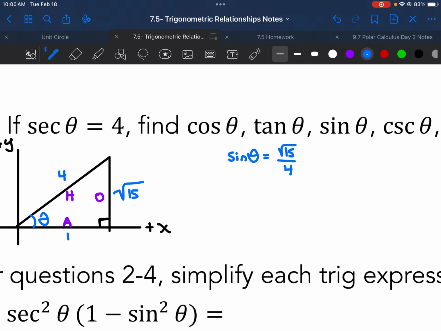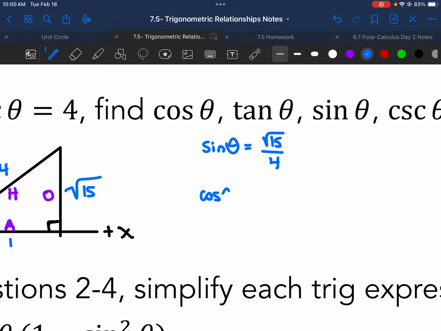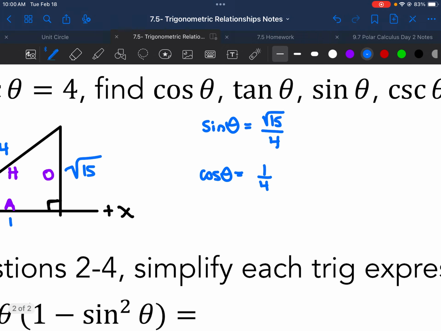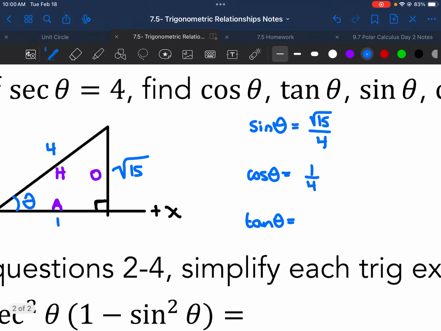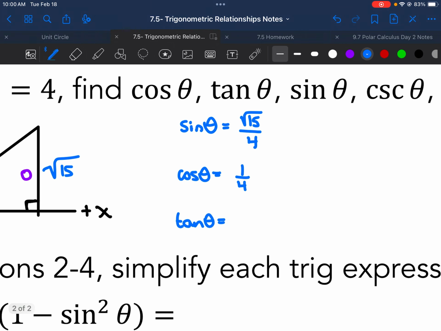Hypotenuse is 4. So sine of theta is square root of 15 over 4. Cosine of theta, we've already established, is 1/4. You can also look at the triangle and do adjacent divided by hypotenuse. And tangent of theta is opposite over adjacent, which would be square root of 15 over 1, which is simply just the square root of 15.